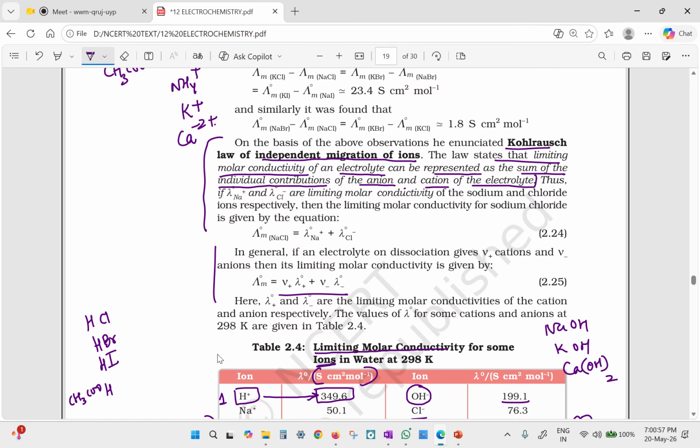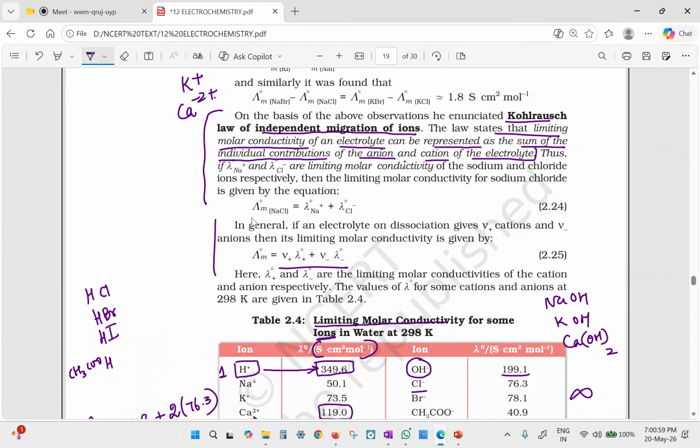Yes, ma'am. So lambda m of NaCl can be written as the independent contribution of the sodium ion summed up with the independent contribution of chloride. Any problem with that? Ma'am, how did they find the lambda m naught of CH3COO minus? Okay, I'll tell you how.